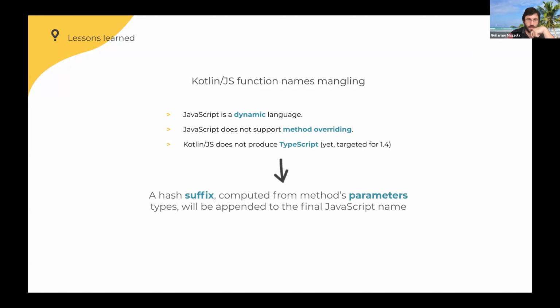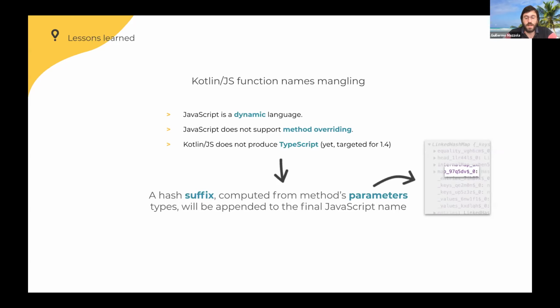To overcome this issue, what the Kotlin engineers decided to do is mangle the names of the functions that the Kotlin compiler produces by adding a suffix. The suffix is computed from the number and types of the parameters of your function. To be more clear, a suffix is something like this. If you have a function or an attribute called map, instead of having map as the function name, it will be map underscore followed by a hash.